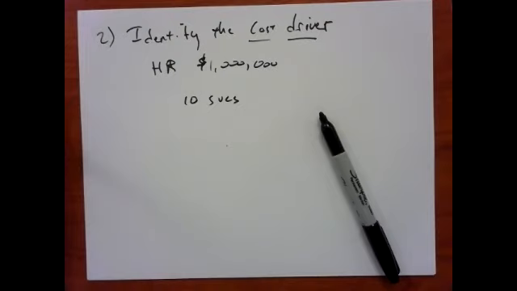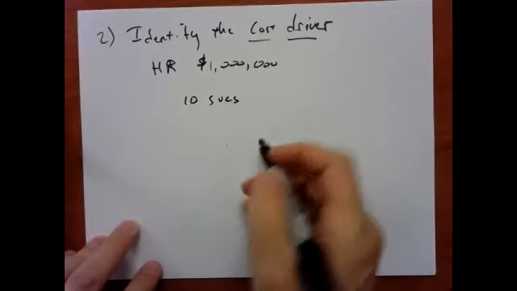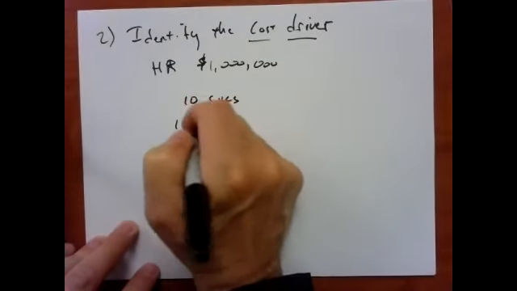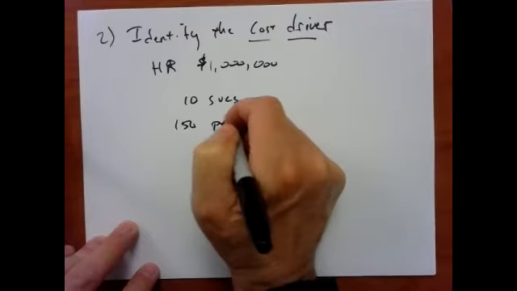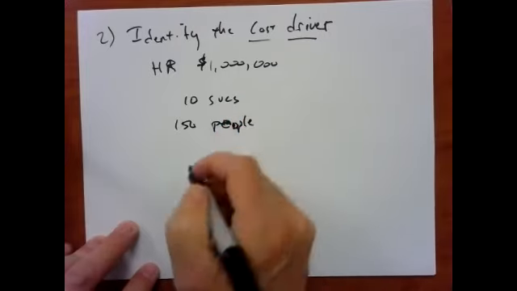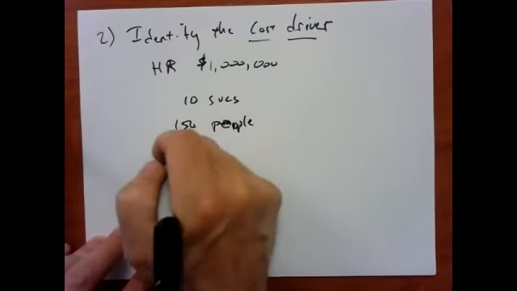So how would you allocate, let's say there are 10 services, let's say there's 150 people, and payroll is $20 million.